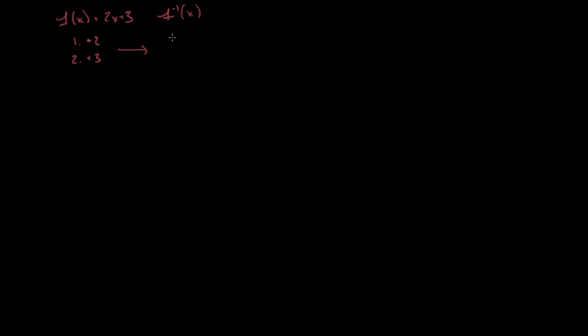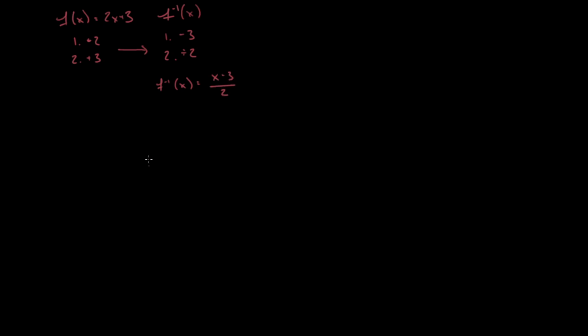I added 3, so let's undo that. So number 1, I'm going to subtract 3. And number 2, what did I do before that? I multiplied by 2, so I'm going to divide by 2. So what does that look like? Well, that means that f inverse of x is going to be equal to, first I'm going to subtract 3, and then I'm going to divide all that by 2.